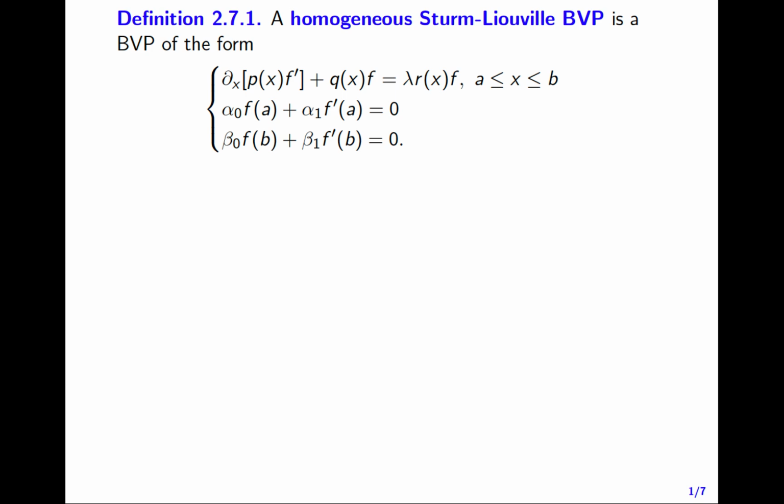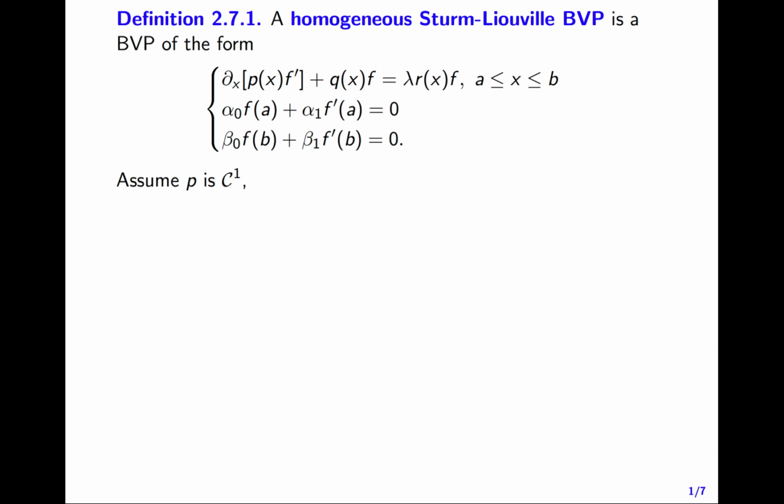the two boundary conditions, alpha 0 times f of a plus alpha 1 times f prime of a equals 0 for given constants alpha 0 and alpha 1, and beta 0 times f of b plus beta 1 times f prime of b equals 0 for another set of given constants, beta 0 and beta 1. And here are some details on all the things that are given to us in the problem.